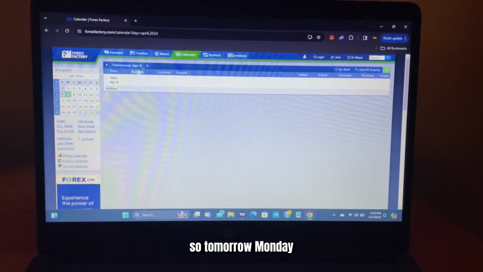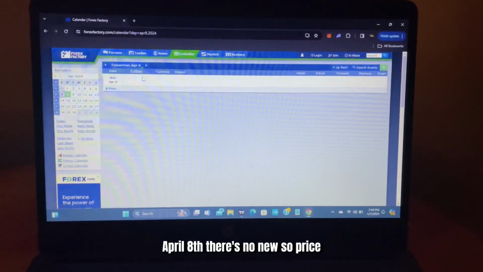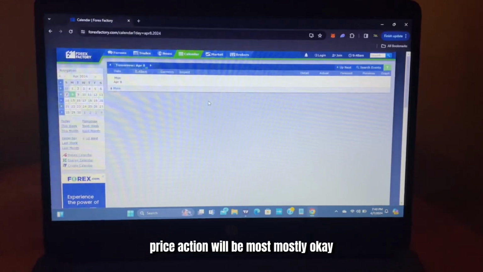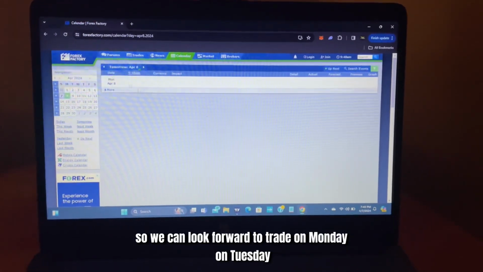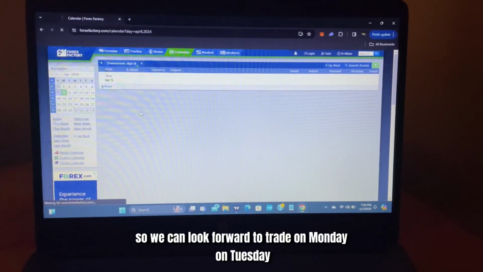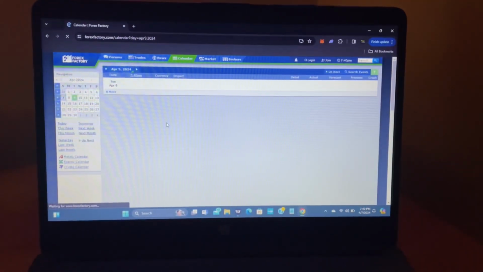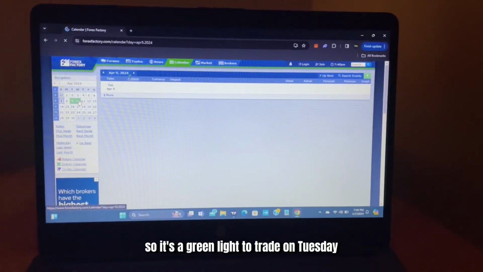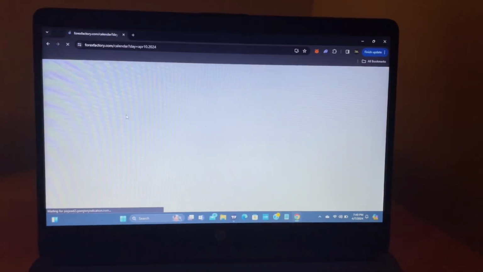So tomorrow, Monday, April 8th, there's no news, so price action will be mostly okay. So we can look forward to trade on Monday. On Tuesday, April 9th, there's also no news, so it's a green light to trade on Tuesday.